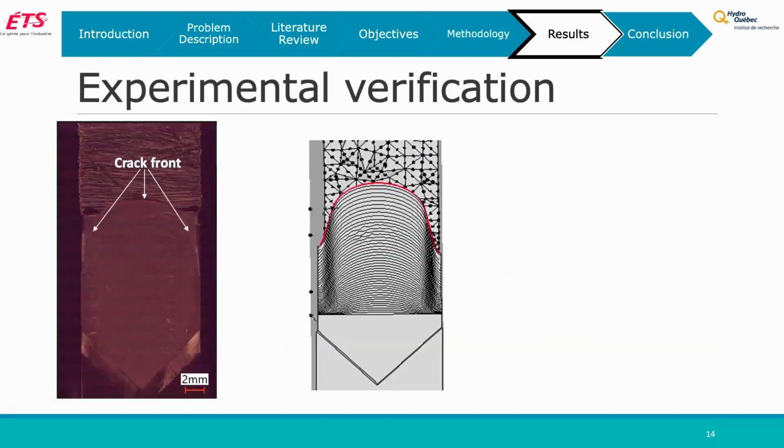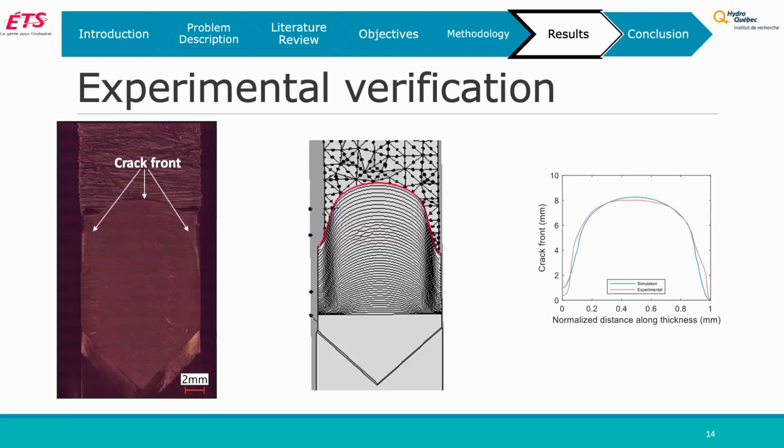For the experimental verification, we have the image of our sample after the cutting, and this is under the Keyence microscope. As you can see, the final crack front is very visible, and this is the result of the simulation. If we compare them, they almost follow the same trend.